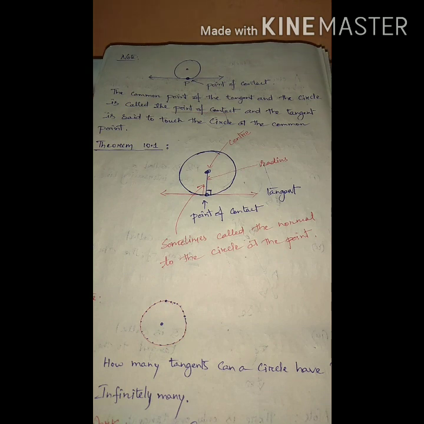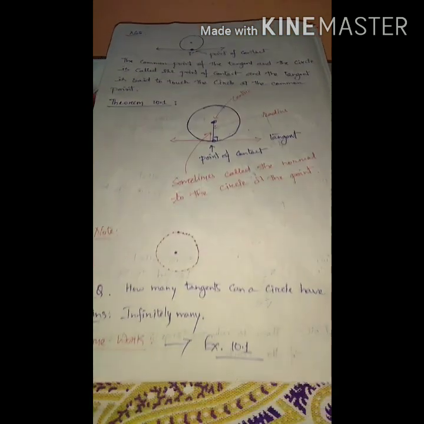So that means the statement is what? If a tangent is drawn, and we join the center to the point of contact, then this line is always perpendicular to the tangent. Is it clear? Okay.